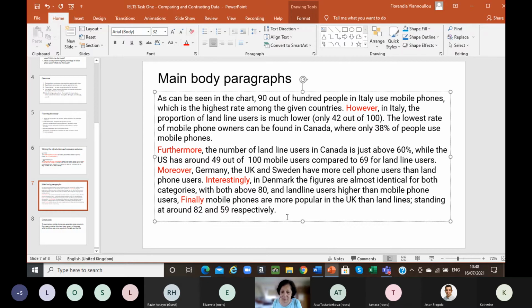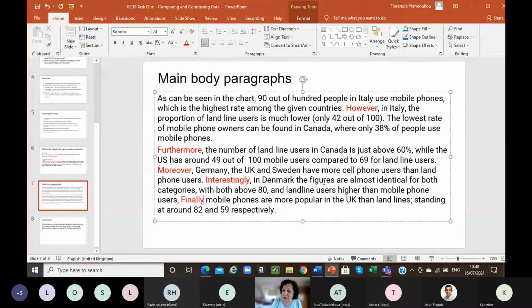Now if you just look at those red words, "however" tells me I'm going to say something different. "Furthermore" and "moreover" say that I'm going to give more information. "Interestingly" shows that there's going to be something that stands out. And then "finally" is the end of the essay, yeah? And that gives the examiner the clues as to what you're going to say.